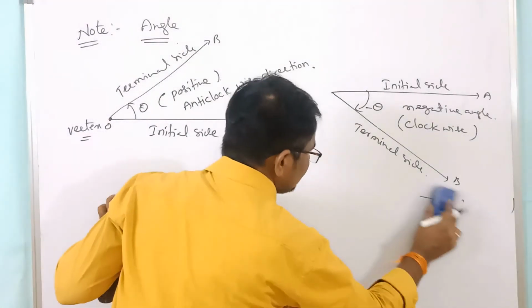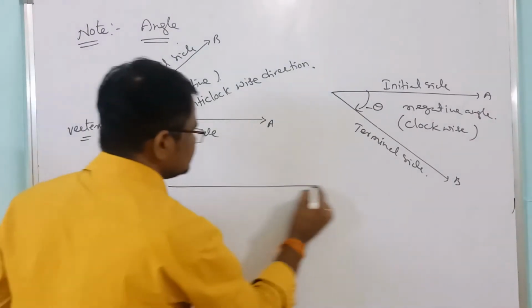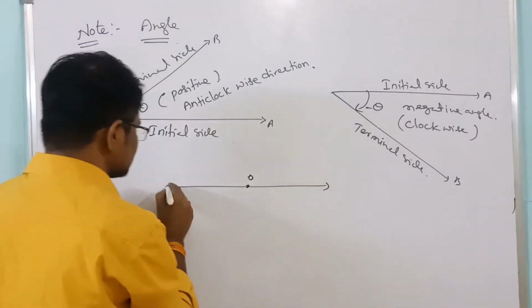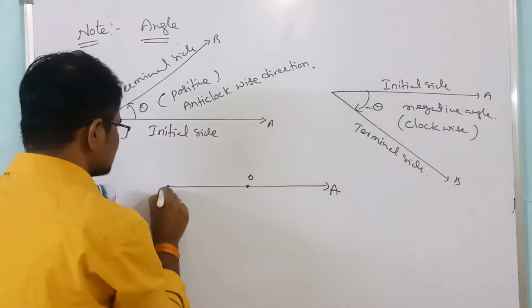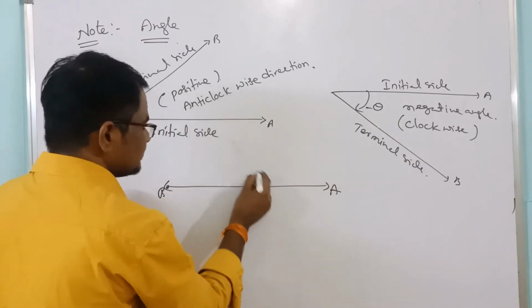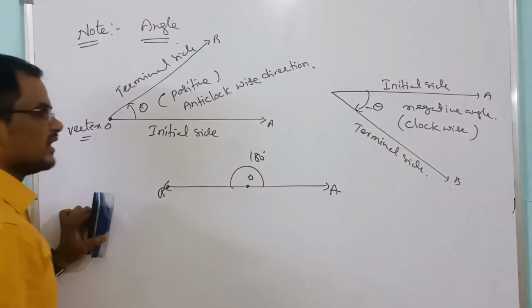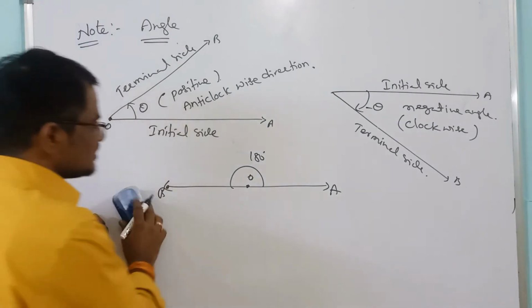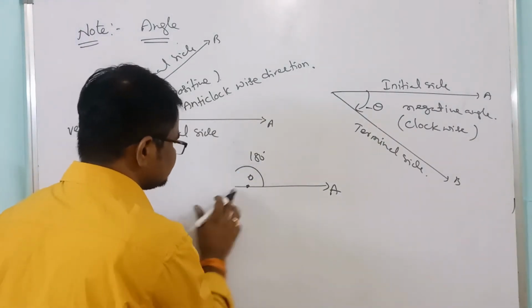Suppose, see here, O is there, here OA, this is OB, right? Here how many degrees? 180 degrees, right? Suppose like this is there.